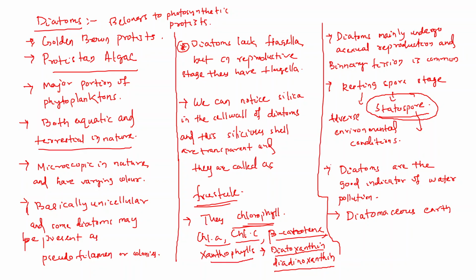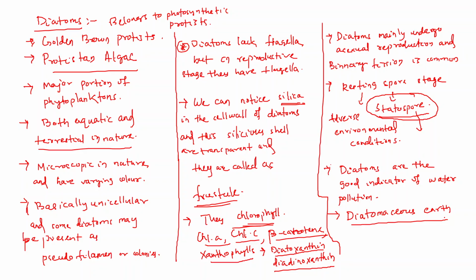We know that the cell wall of a diatom contains silica. When diatoms die, they are deposited on the floor, and after millions of years, this deposition forms the diatomaceous earth. And the main constituent of diatomaceous earth is what?